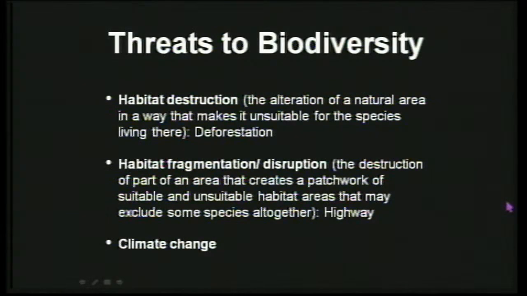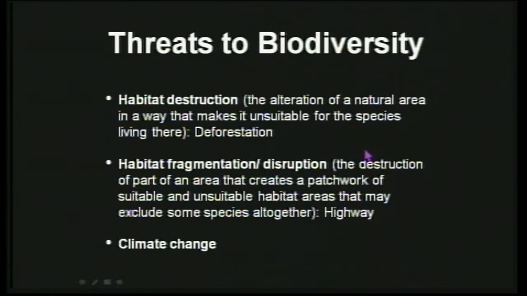There are several threats. When we talk about threats to biodiversity, we can classify them simply. I have a slide for you here. I don't know where it is. Maybe you can just look for the slide there. Oh, there it is. So habitat destruction is one. Habitat fragmentation or disruption. Then another aspect is the impact of climate change. So these are basically the three threats that biodiversity is facing.